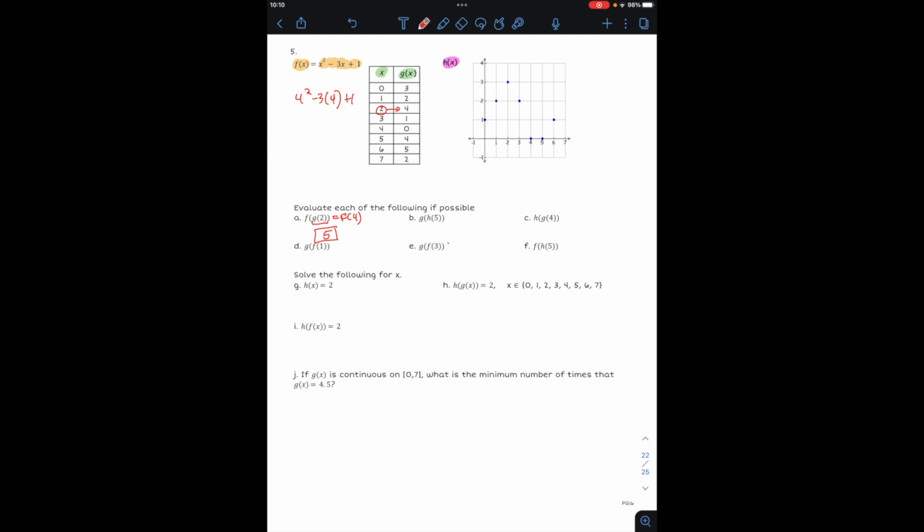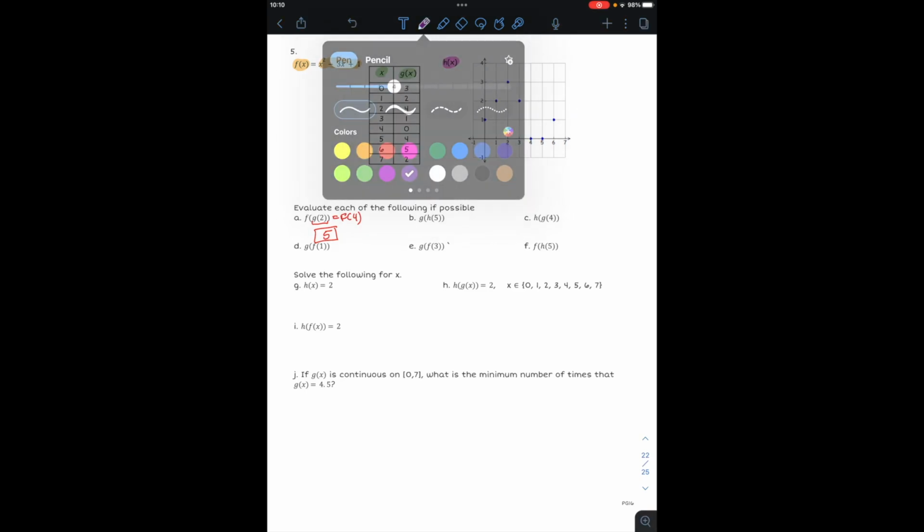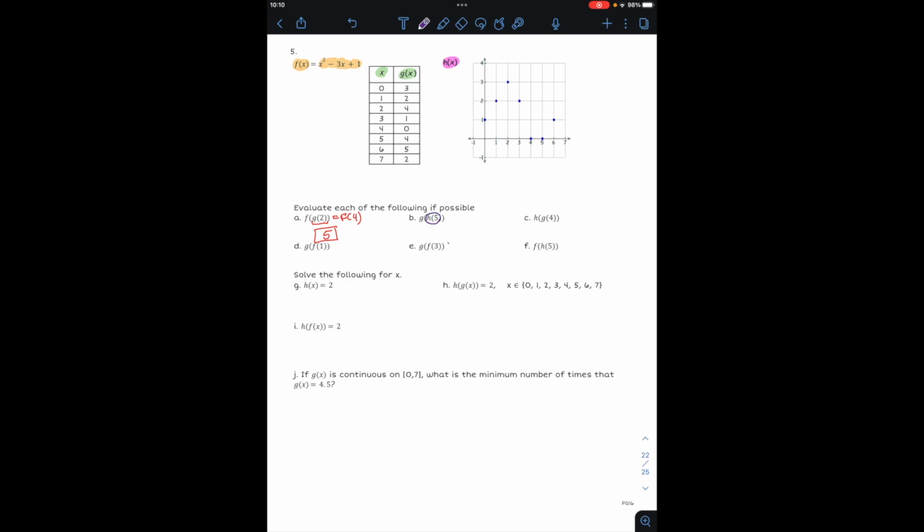Next one, we have g of h of 5. So this time we need to start with our inside, our h function. So h of 5, well, that gets me 0. When I input 5, I get out 0. So I need to take g of 0, and g of 0 yields 3. Okay. H of g of 4. So first I'm going to look at what g of 4 is. G of 4 yields 0. So I need to take h of 0, which is 1.